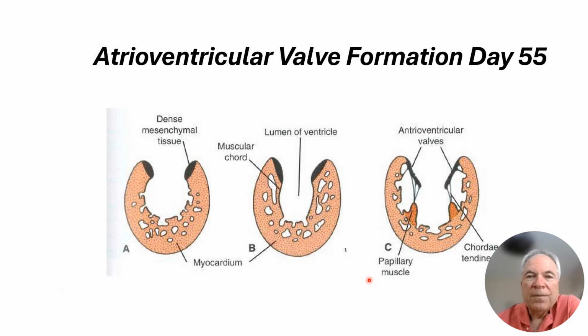Now the atrioventricular valves also develop around day 55. You can see the atrioventricular valves hanging off the muscular portion of the ventricle, and then they're connected with papillary muscles by the chordae tendineae, and they end up developing from the endocardial cushions.